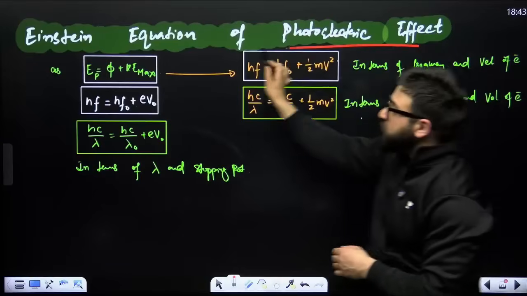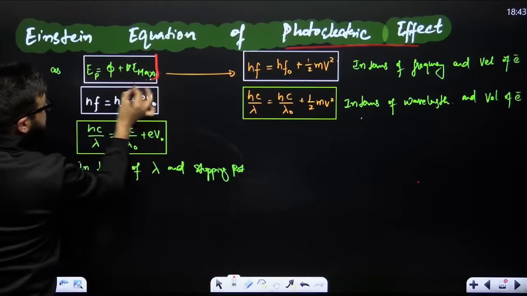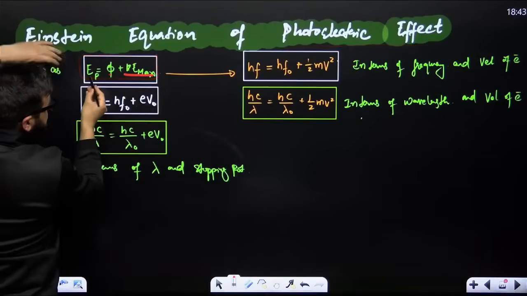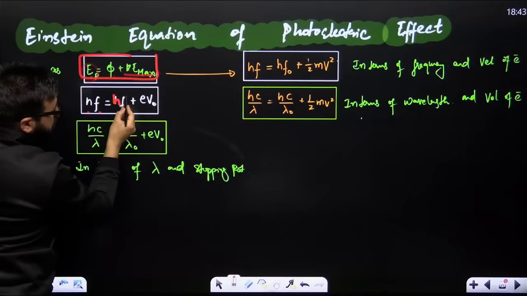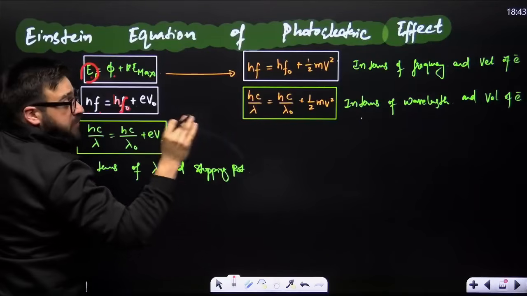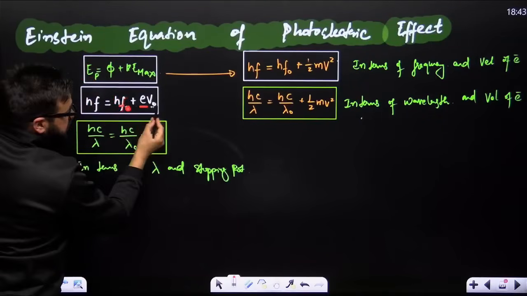Then these are the different versions of Einstein's photoelectric equation. You can write it like this also: phi plus maximum kinetic energy. Phi is the work function, and the energy of the photon is h into f. This you can write as h into f naught, where f naught is the threshold frequency, the minimum frequency required to pull the electron from the metal surface. Plus eV0, you can write it like this.